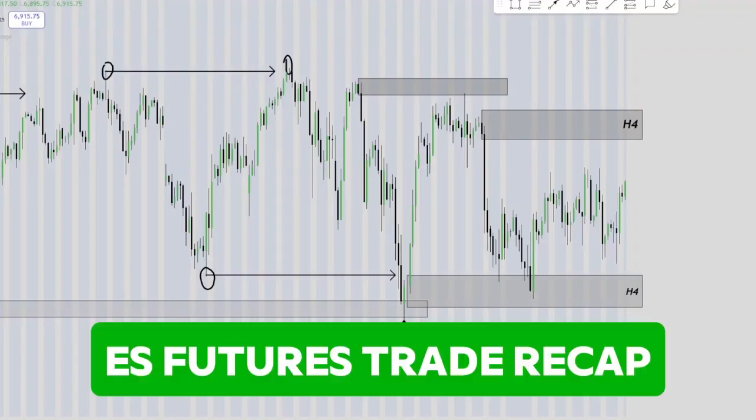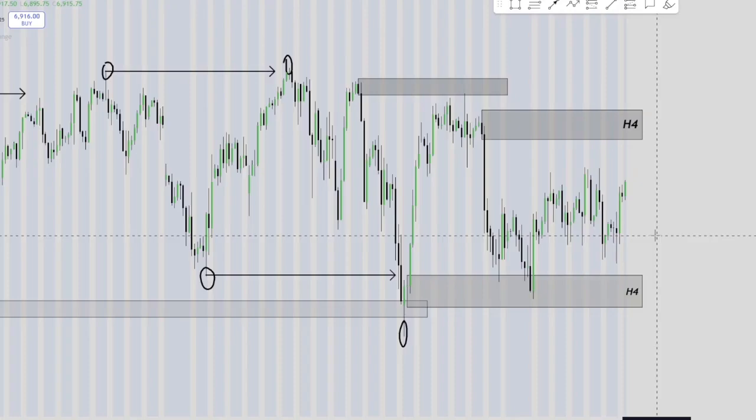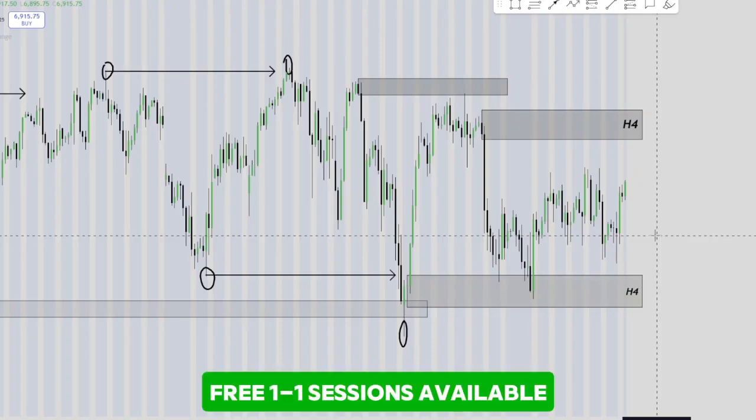So in this video, I'm going to be going over a long setup that I took on ES on the 24th of February. But before we go to the 15-minute time frame, I'm just going to start off with the 4-hour time frame because I've had a few questions about how I find my daily bias and how I find my key levels. This is how I do it.